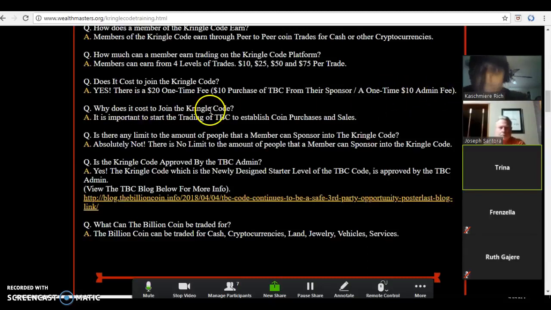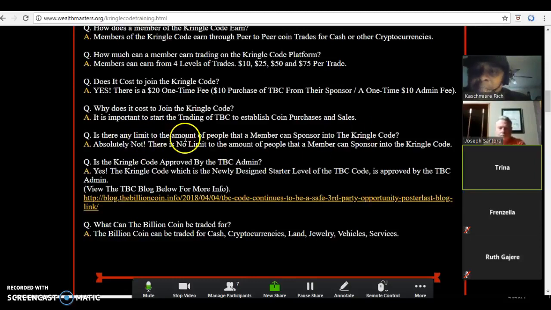Why does it cost to join the Kringle Code? It is important to start the trading of TBC to establish coin purchases and sales, which means that now a circle of life has hit your wallet. Like your wallet has been sitting there dead, you've just breathed new life into your wallet, because this is what we were supposed to have been doing from the start.